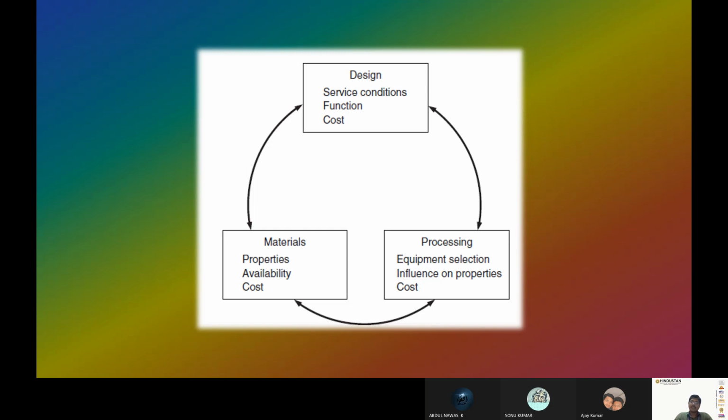You can see that the design depends upon service conditions. As I told you about rubber, there are different types of rubber. I think that is a fine example you can understand. And what actually the function is, whether it is for the wheels, or used to rub, or used to tie. It depends on that. And what will be the cost?